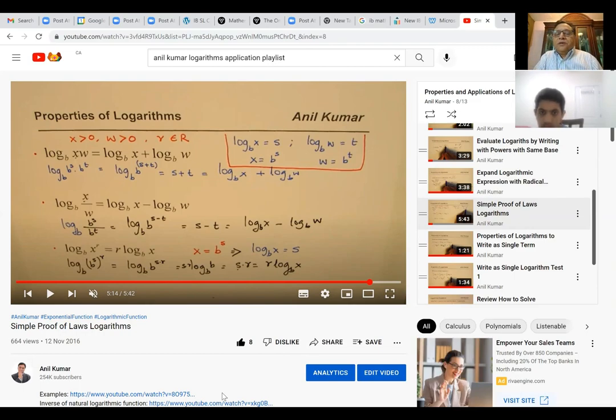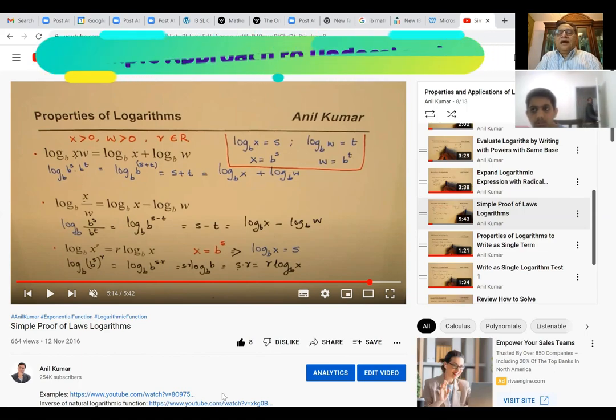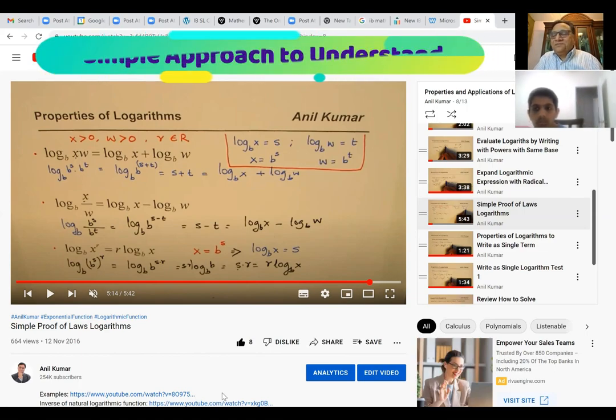Can you write this in exponent form? Yes, x is equal to b to the power of s, and w is b to the power of t, correct? So this box shows here how you could write an individual logarithm as an exponent. Then it becomes easy, right?